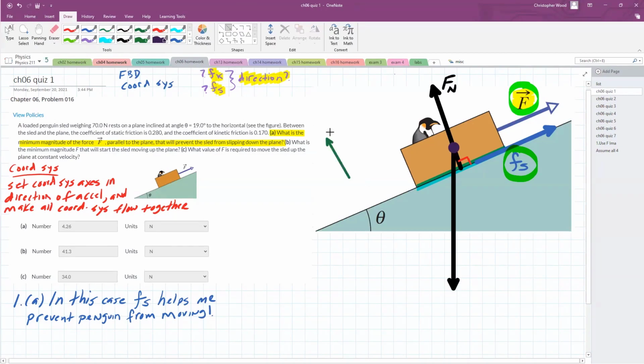I'm going to call this plus y, and I'm going to call this plus x, because I know one thing about x. The penguin, if there was acceleration, the acceleration would be parallel or lined up with this ramp. And if that's plus x, this is going to be plus y, because x and y are always perpendicular. So that's my thought process. We're done with the coordinate system.